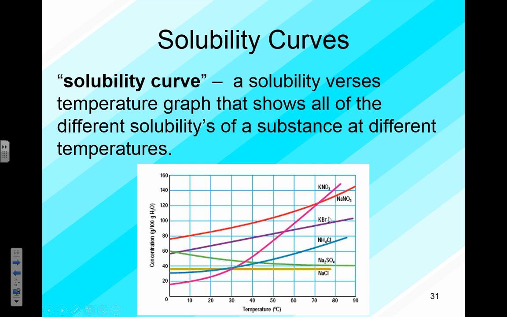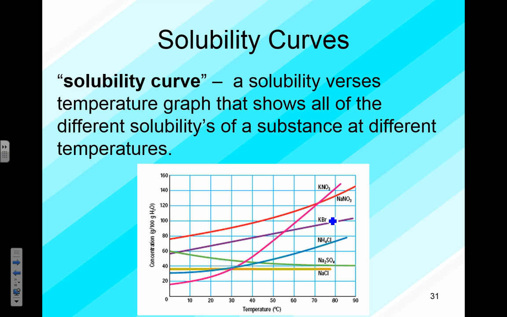Now, what you're looking at here is called a solubility curve. It's a solubility versus temperature graph that shows all the different solubilities a substance has at different temperatures. So you can actually see the amount of saturation, basically. Remember, unsaturated was when you were less than full. Well, this line represents when these different substances will be full in 100 grams of water. And that's a really important statement.